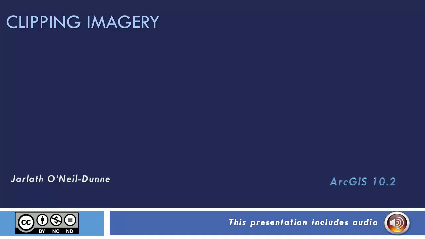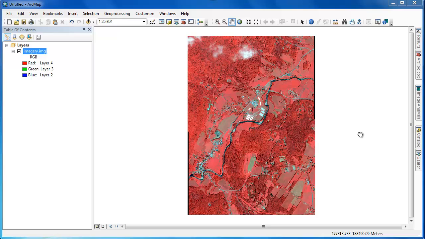This video will show you two approaches to clipping imagery in ArcGIS. The first approach we'll look at is using the image analysis functions. This approach works by clipping it to the area of the screen, so we'll first zoom into the area for which we want to clip our image to.